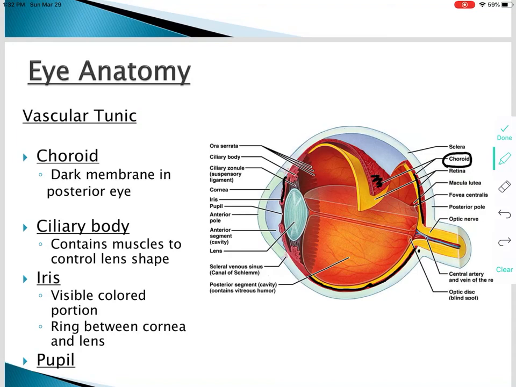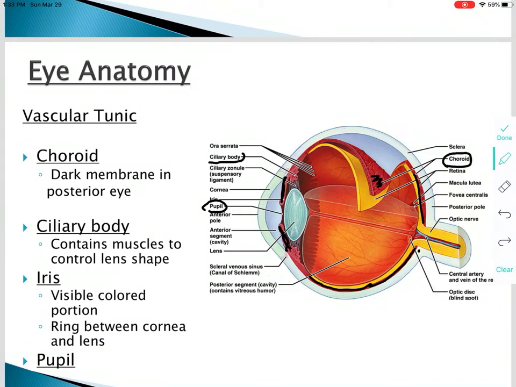The iris are these colored extensions that come out, and there's one on both sides. This is the colored part of someone's eye. The space in the middle is known as the pupil. So you'll see that the iris only goes a certain distance, leaving a space in the middle, and that space or opening is called the pupil. We can constrict or dilate to make the pupil bigger or smaller, depending on whether we want to let in more or less light. Pupil is the space.